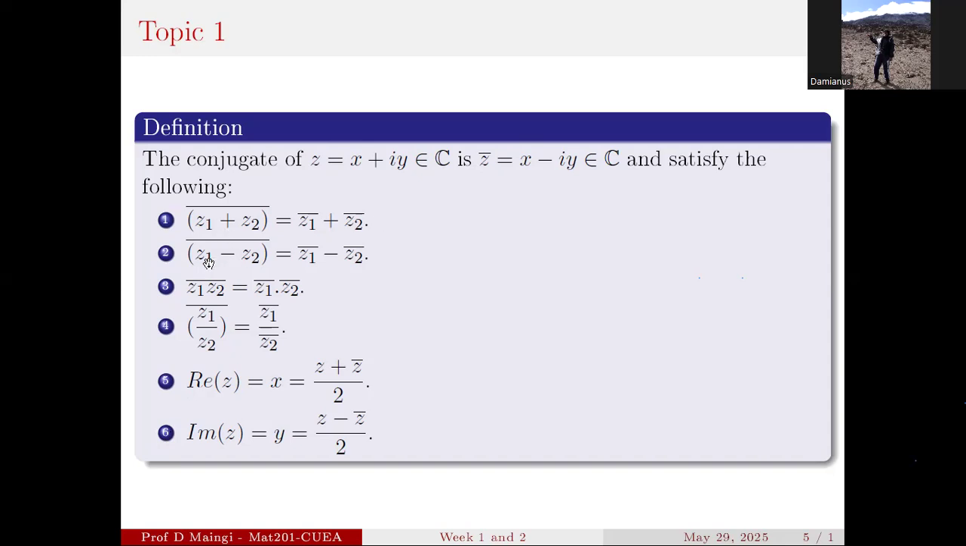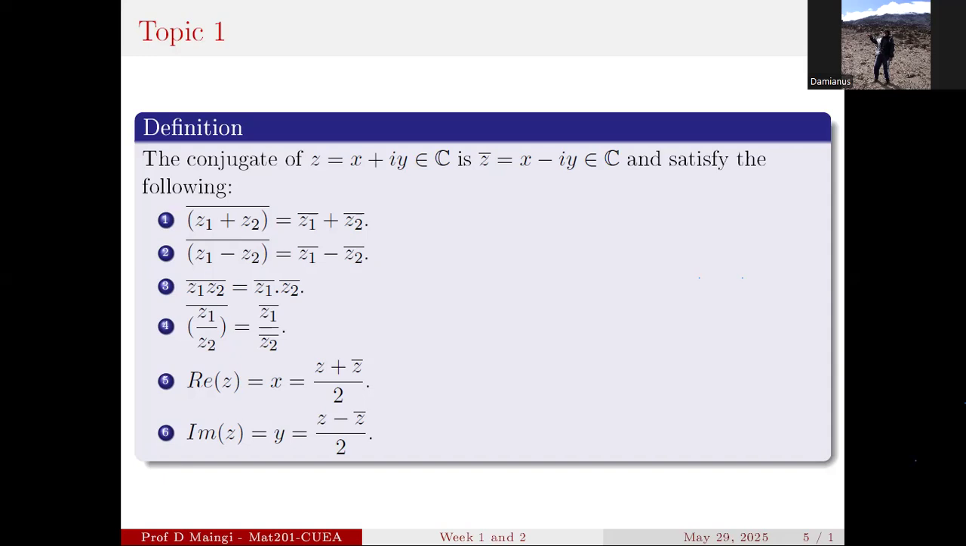For addition, for subtraction, it works the same way. Multiplication, likewise. Division, the same thing. So basically, the complex conjugate will still satisfy the properties for C being a field. So it doesn't matter whether you take the complex conjugate before or after you add, multiply, subtract, or divide, right?